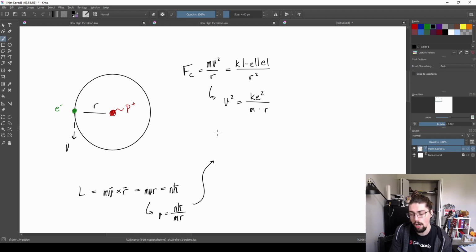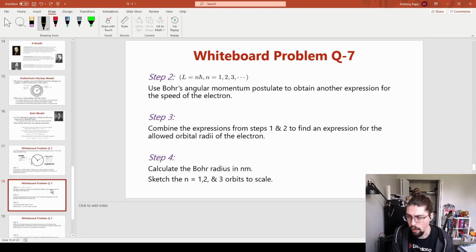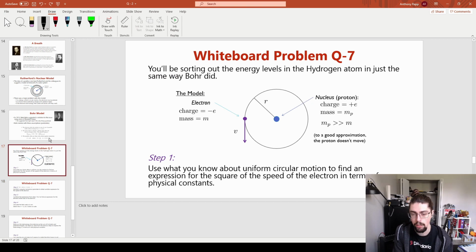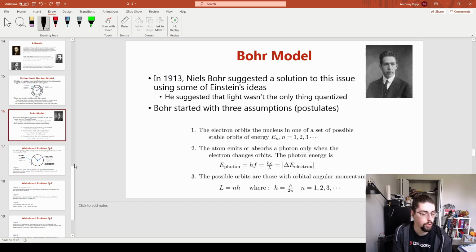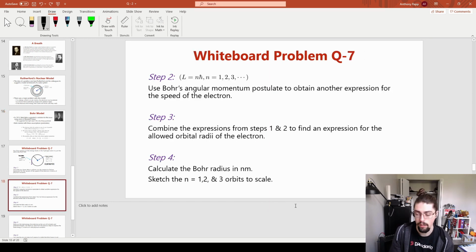I'm going to square my expression down at the bottom. So I'm going to get n squared h bar squared, where h bar is really just h over 2 pi. It's such a common expression that it has its own symbol. Probably more commonly used than h, if I'm being honest.